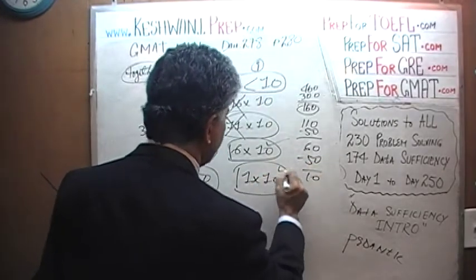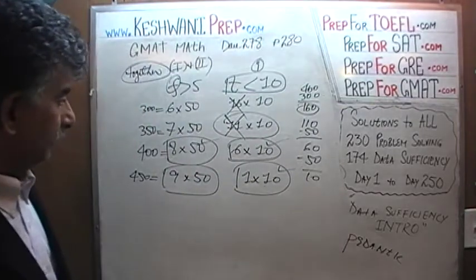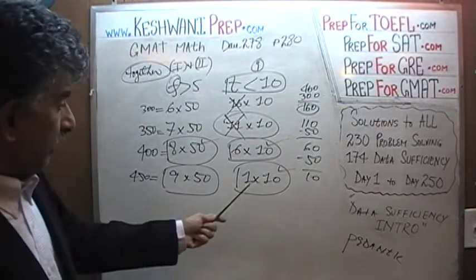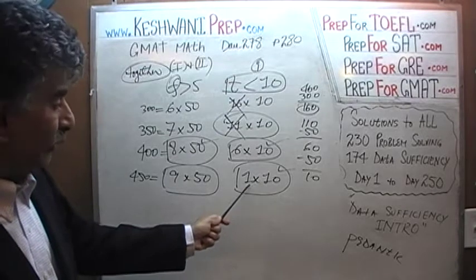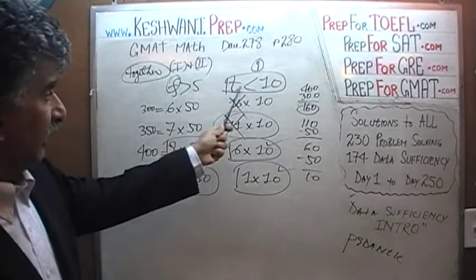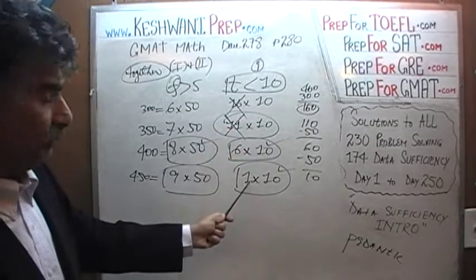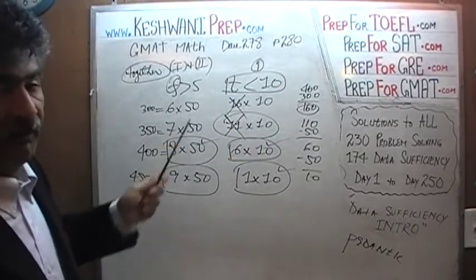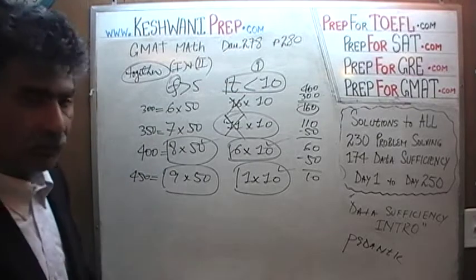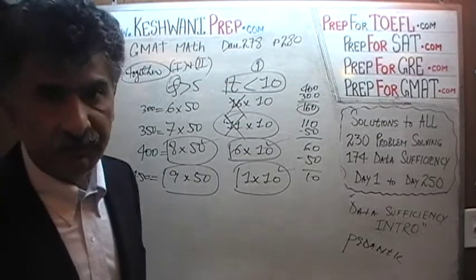Oh my God, that also works. That scenario should also work. Why not? It is possible that we may have sold only one $10 gift certificate. T is less than 10, only one, and 9 $50 gift certificates, which is more than 5, and that also works. So the question is, which one is it?